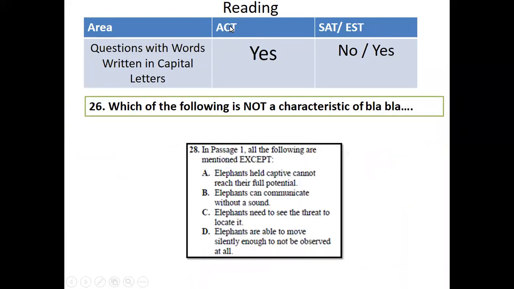On the ACT, you will find questions with capital words, and these are difficult questions, with words like NOT that are capitalized like this, and you have to look throughout your passage so that you can find your answer. You will find this also on the EST, where you will find words that are completely capitalized. On the SAT, you will not find these types of questions.